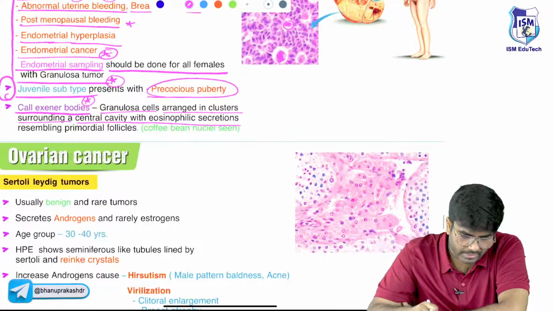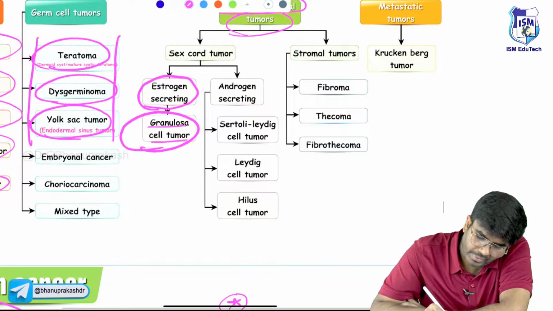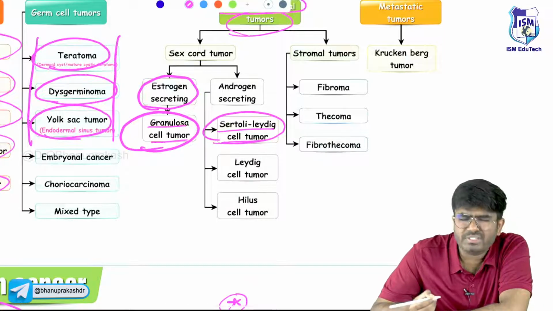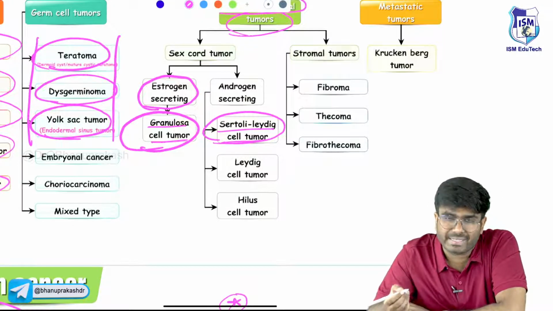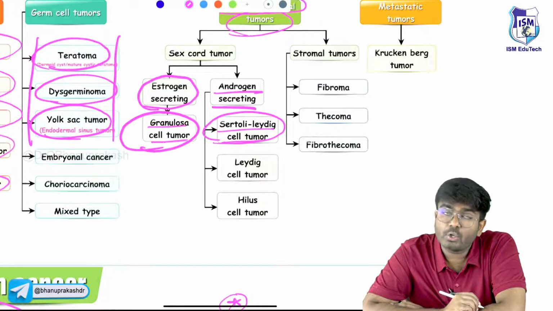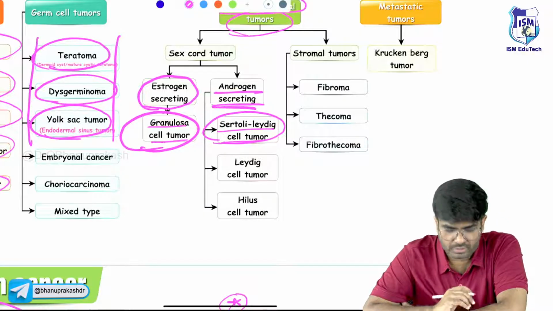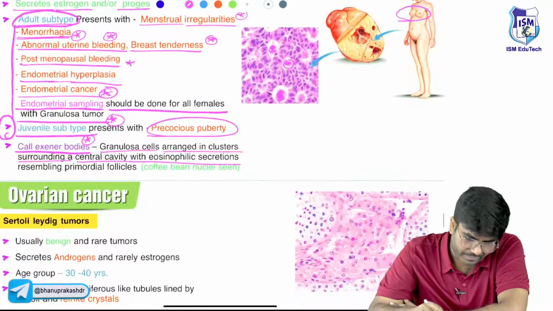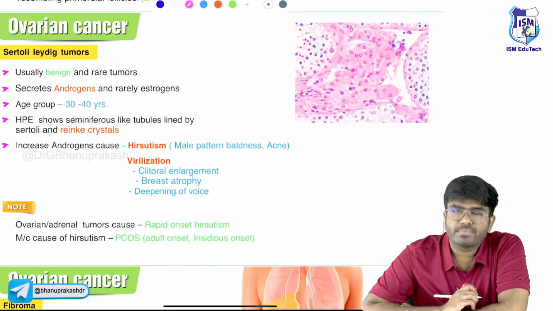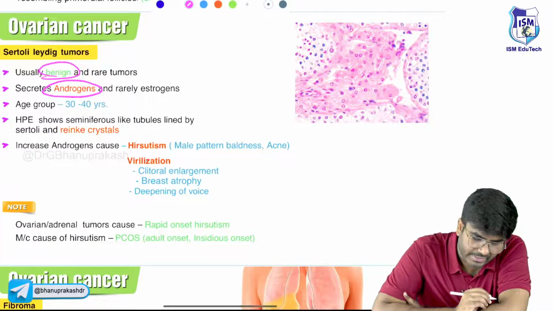Simple. Now, Sertoli-Leydig cell tumors. Look here at the male counterpart. These are androgen secreting, not estrogen secreting. So if a female has this Sertoli-Leydig cell tumor, she is going to have high levels of androgens. Let's put it this way: Sertoli-Leydig cell tumors are usually benign. What do they secrete? Androgens.